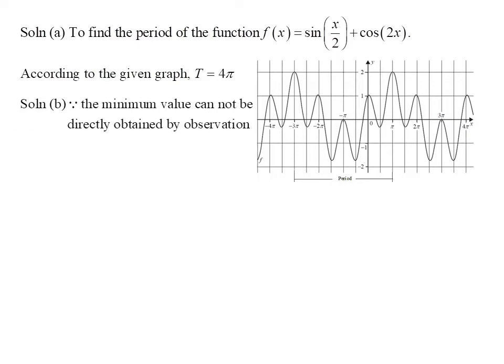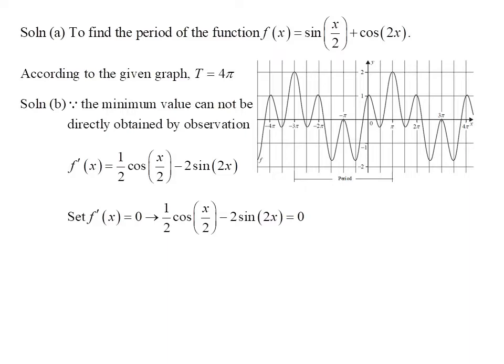In part B of this question, since the minimum value cannot be directly obtained by visual observation, we need to find stationary points so that the minimum value can be found. Hence, f prime of x equals cos x over 2 divided by 2 minus 2 sine 2x. Set it to 0 and solve the equation using a CAS calculator. Then we find that when x equals negative 4.62743 or 7.93894, f of x reaches its minimum, which is negative 1.722.